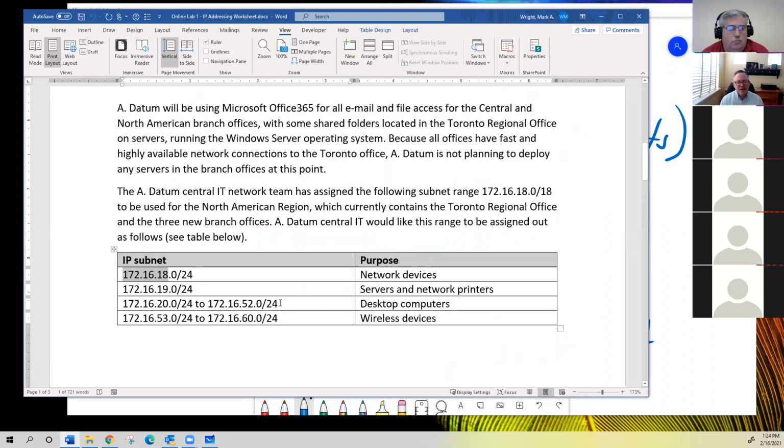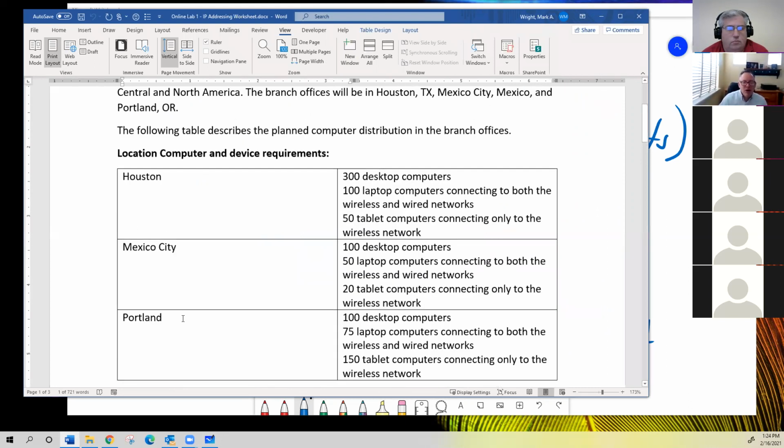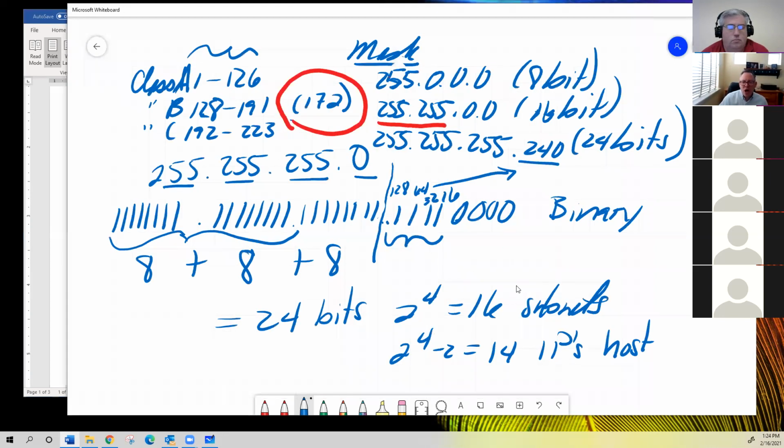Okay, so this whole thing right here is a workshop in subnet masking, changing those bits to get what we want for these subnets that we're proposing for Houston, Mexico City, and Portland. And so if we know this, then we know that every time we change this subnet mask, we can change this.